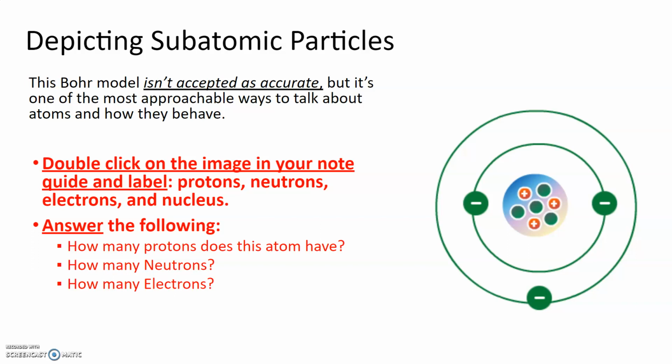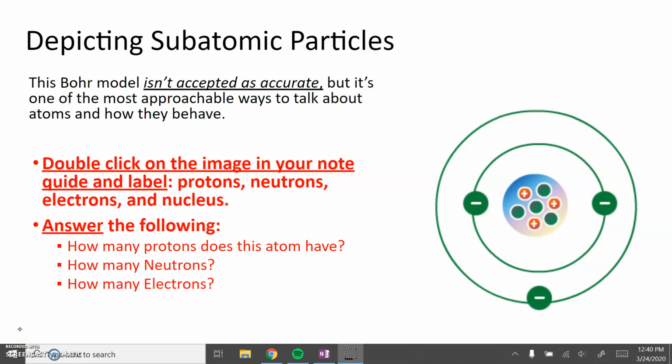On your student response sheet, you should double click on the image in your notes and label the protons, neutrons, electrons, and nucleus, and then answer the following questions. How many protons does this atom have? How many neutrons does this atom have? And how many electrons does this atom have? You should pause the video now to complete this.